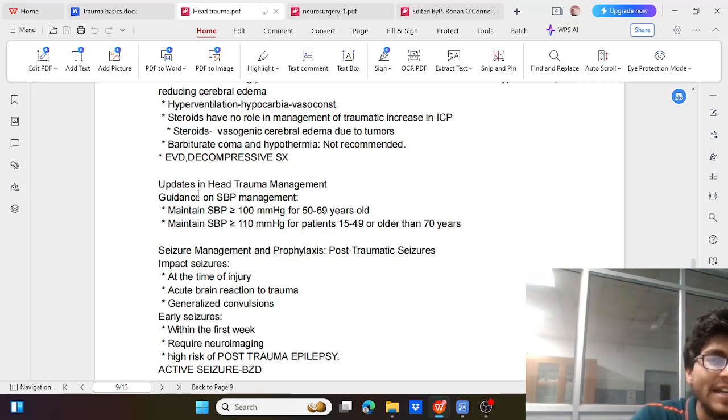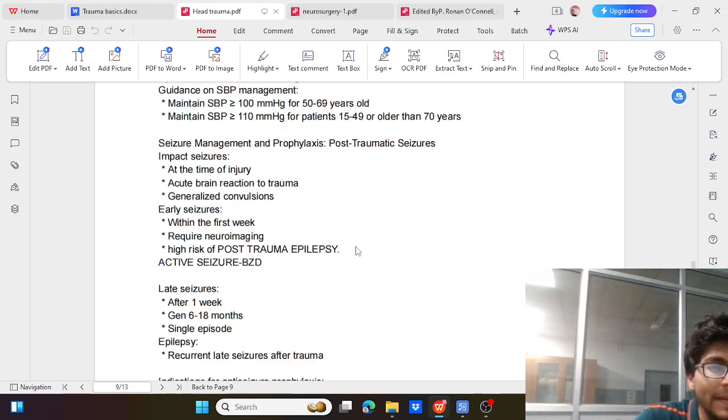Here we will try to maintain blood pressure more than 100 when the patient is in the 50 to 70 year age group, and apart from that we'll try to maintain the BP more than 110. So 110 for young patients, 15 to 50, and more than 70. These patients we will maintain the BP more than 110.